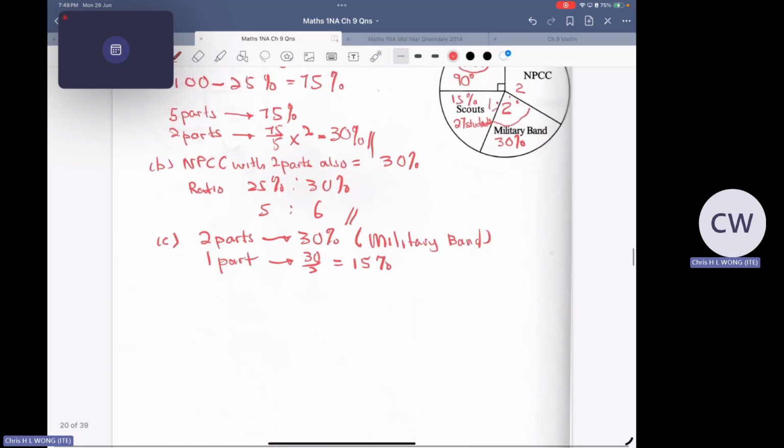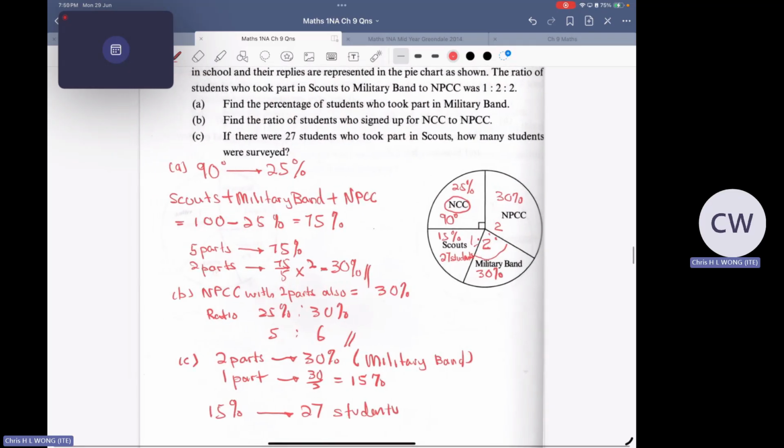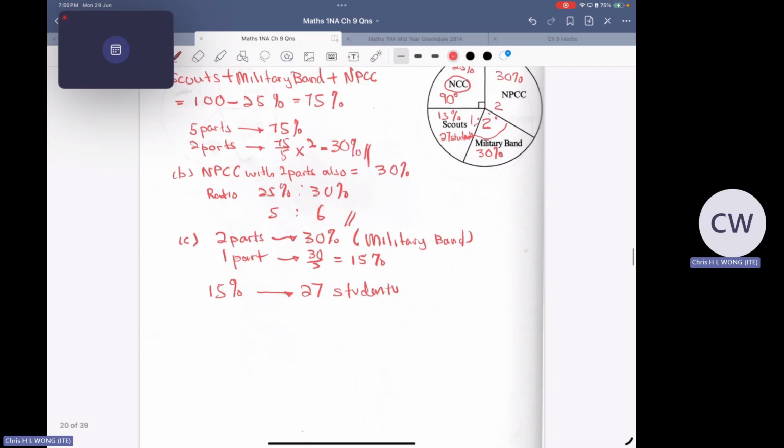So continue. 15% give you 27 students. How many percent do you need? Because the question asks you, right? How many students were surveyed? The number of students surveyed is a whole circle. So if you are using the percentage, it is 100%. If you are using degrees, it's 360 degrees. But we are using percentage now, so it's 100%.